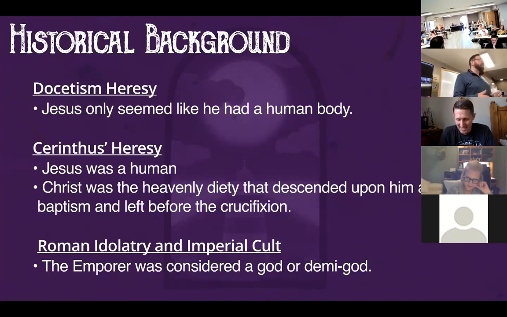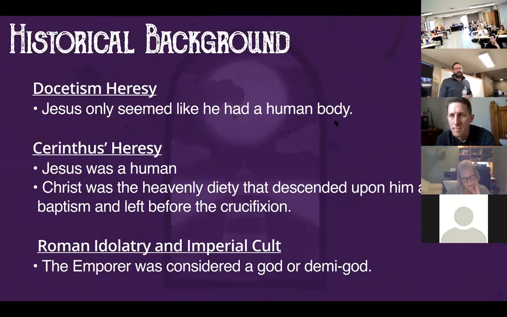Another part of that is there's Roman idolatry and an imperial cult. So the Romans believed they had a pantheon of gods, Zeus, Hermes, all that stuff. And there's an imperial cult where they actually thought the emperor was either fully or part God. So when Christians say Jesus is God, that was directly offensive to people in the Roman world who believed that the emperor was something and that he was leading them. They're like, we have a God leading us. And all the Christians are like, no, he's not. He's just a man. But Jesus is. And that actually gets them in trouble. But there's Roman idolatry and the imperial cult.